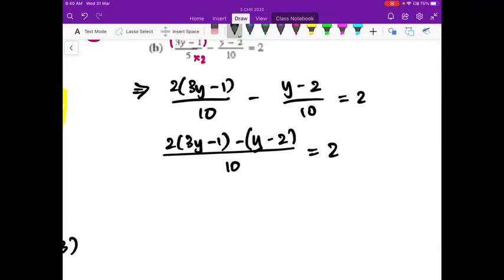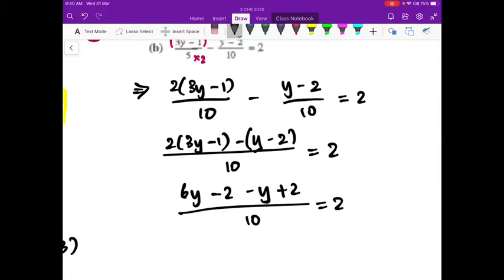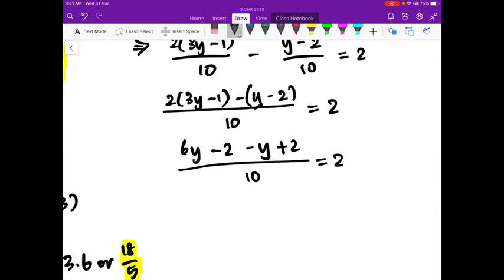Okay, so if you manage to skip a step correctly, good. If you cannot skip the step correctly, put the brackets. Then you expand. 2 times 3y. Okay, now we can expand already. So we have 6y minus 2 minus y plus 2 over 10 equals 2. So what is in our numerator? 6y minus y, we get 5y. Minus 2 plus 2, 0, over 10 equals 2.